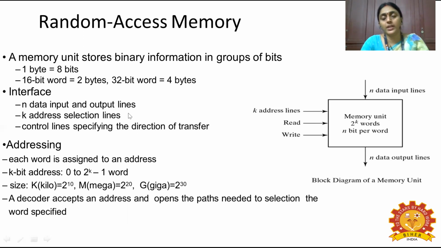Here is the block diagram of the memory unit, given on the right-hand side, where the memory unit of 2 power k words with n bits per word has n data input lines and k address lines, which are mainly for read and write operations. This block also gives n data output lines.